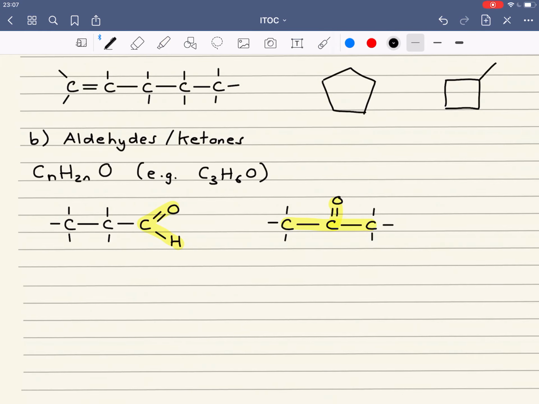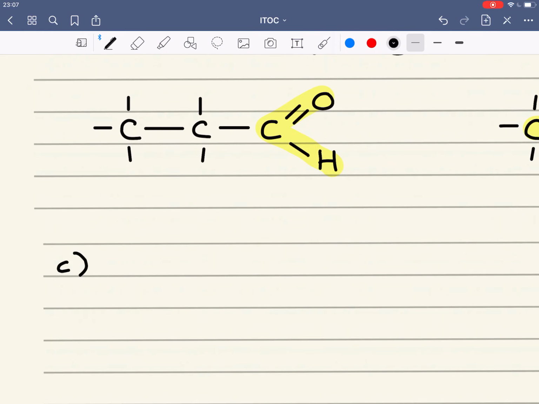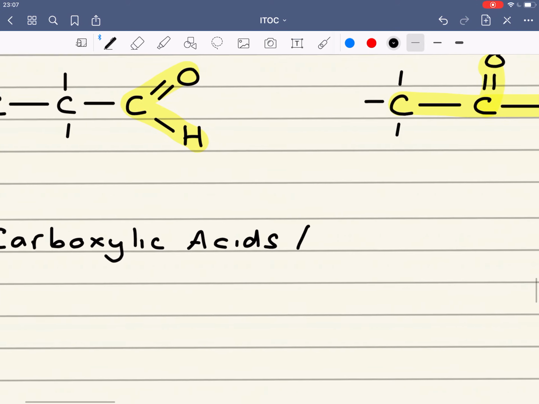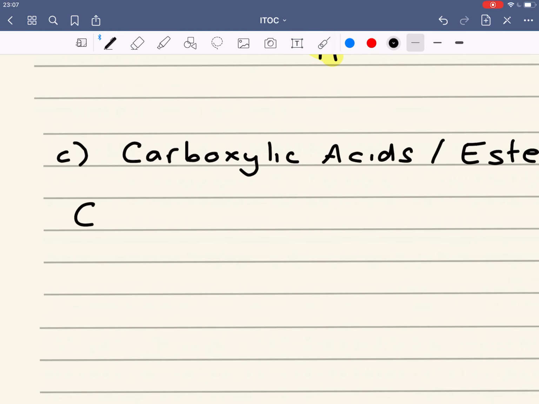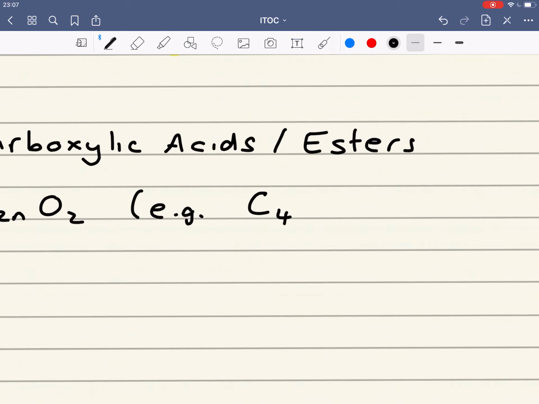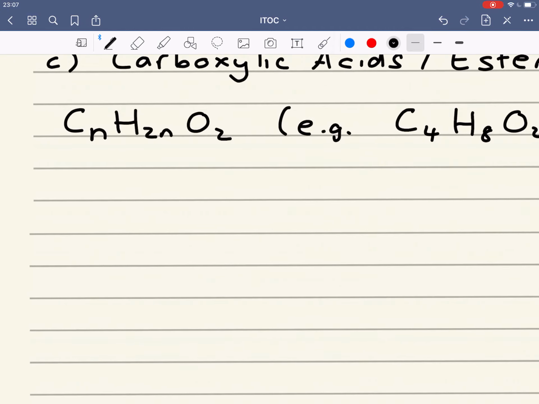The final pair of functional group isomers you may come across are carboxylic acids and esters. Both have a general formula of CnH2nO2. So for example, C4H8O2. So the carboxylic acid, there's more than one option, but we'll go for the simplest, where all 4 carbons are in a straight line, and that would give us butanoic acid.